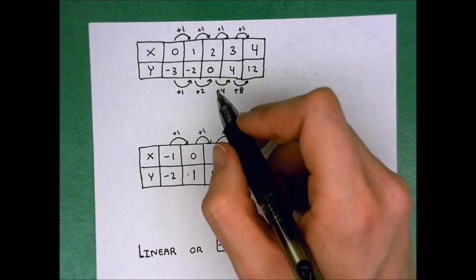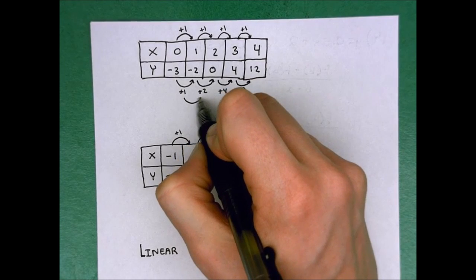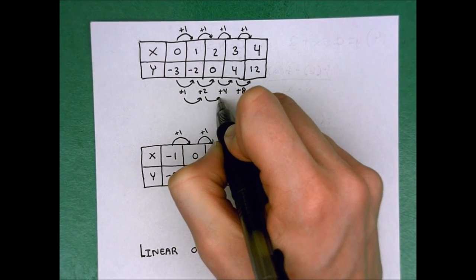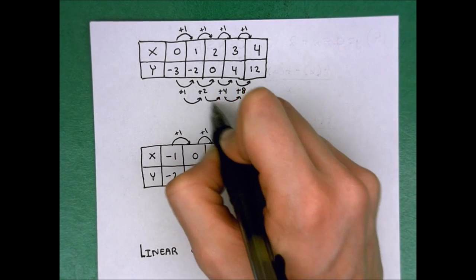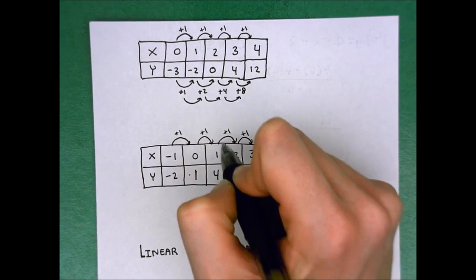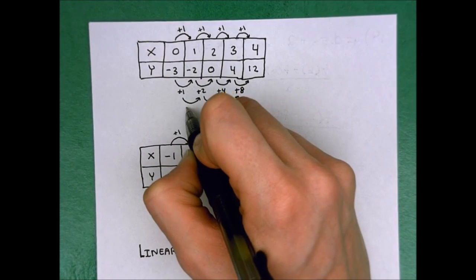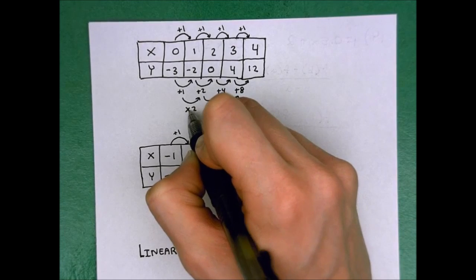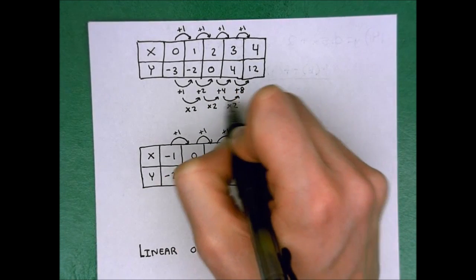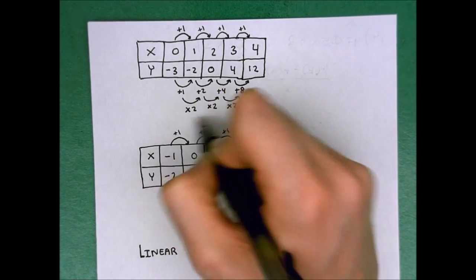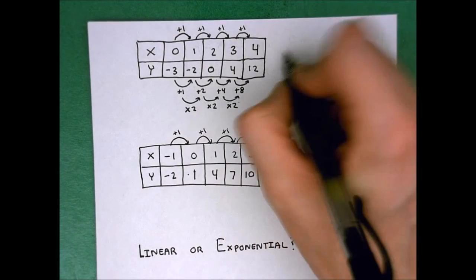And so then my next step is going to be to look at what's the relationship between these differences that I found. What happens to get from +1 to +2, +2 to +4, +4 to +8? And in each of these cases, I notice a pattern of ×2. That ×2 is called a common ratio, and it's our indicator that this function is an exponential function.